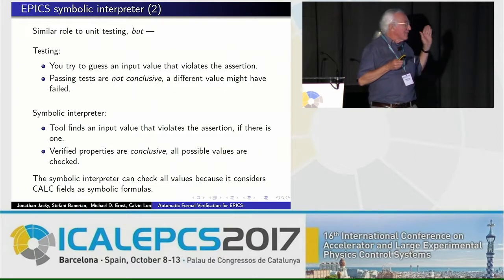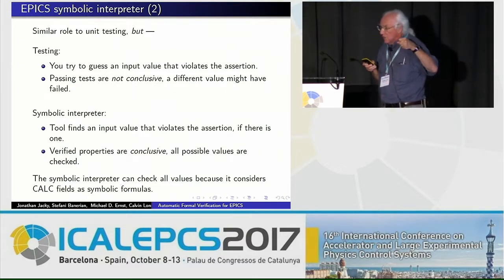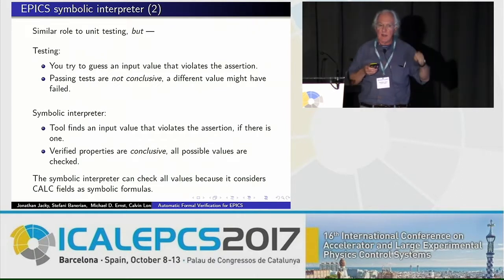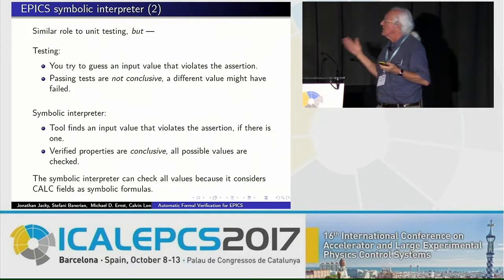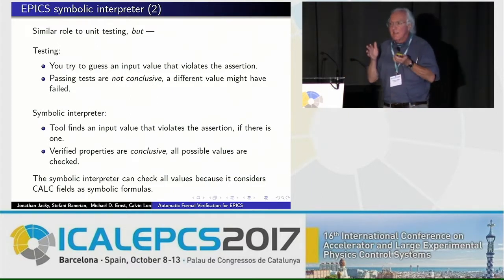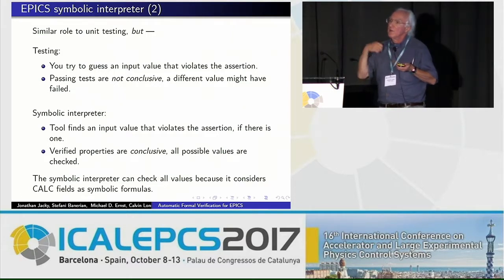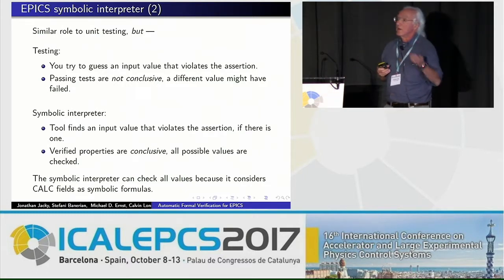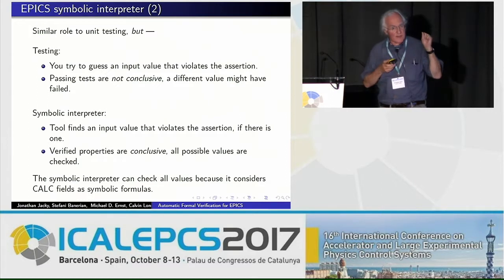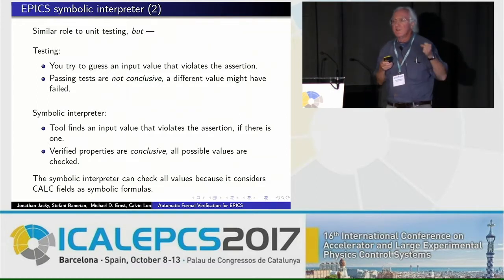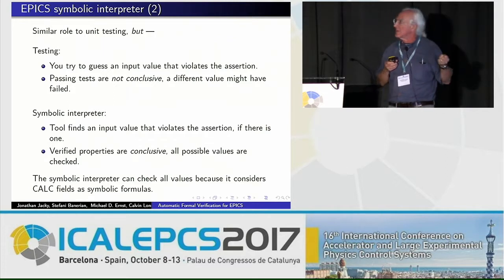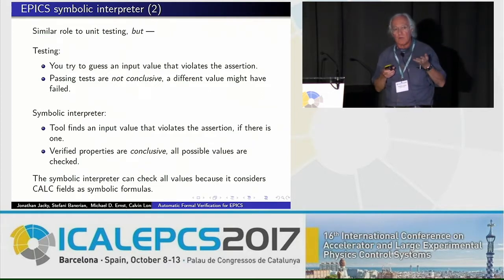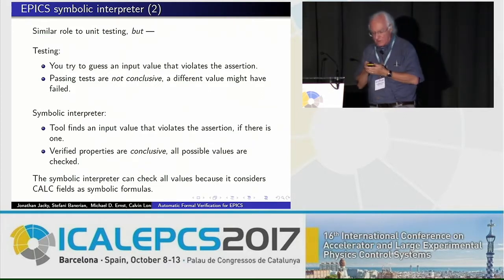So I want to review that the difference here is that in unit testing, you, the tester, try to guess the input values which might trigger the error. But in the symbolic interpreter, the tool itself finds the input values that trigger the error. Therefore, unit testing is somewhat inconclusive because you never know whether some other input value would have triggered the error. But when our verifier says the property is satisfied, it is conclusive because it really has checked all possible values. The way it checks all possible values is because it considers the calculation formulas in the program as symbolic formulas, not just as generators of numbers.